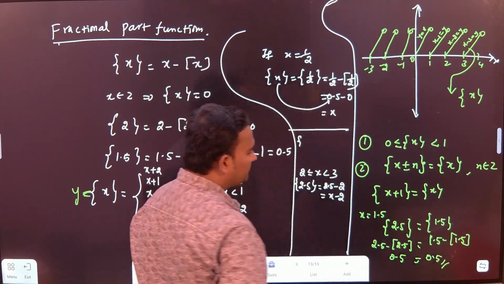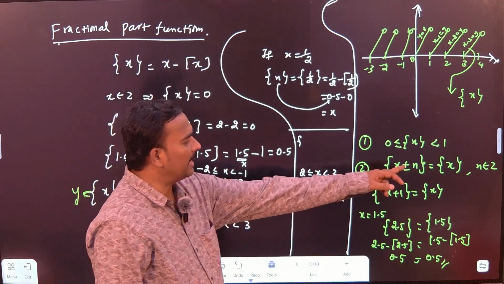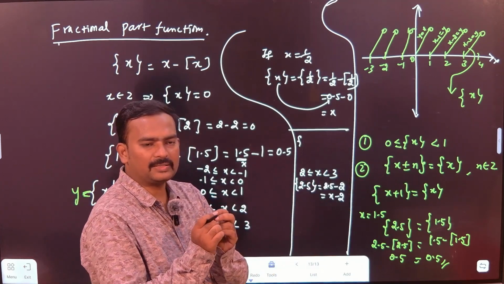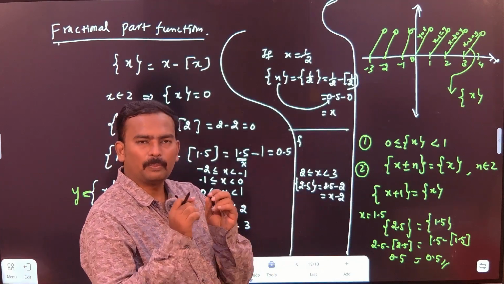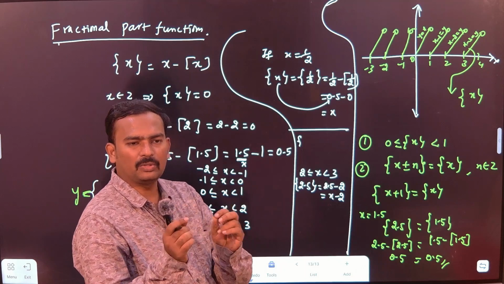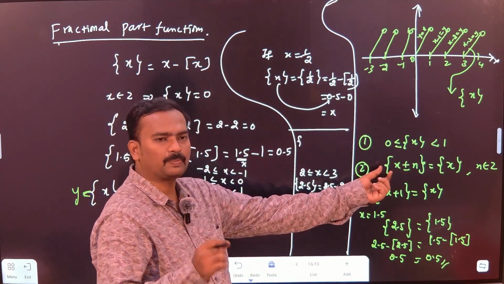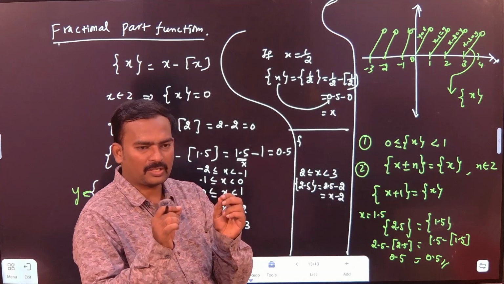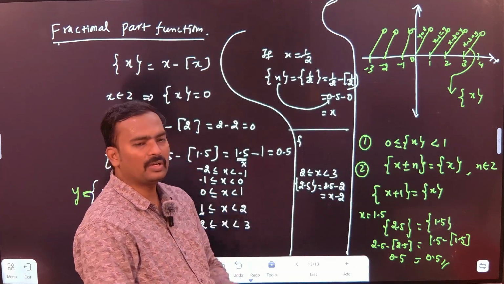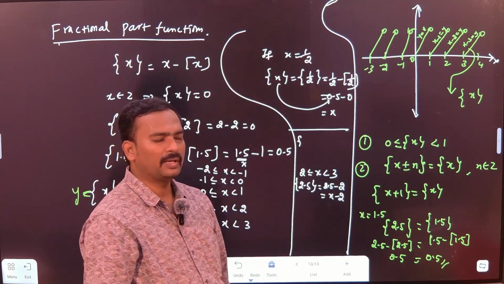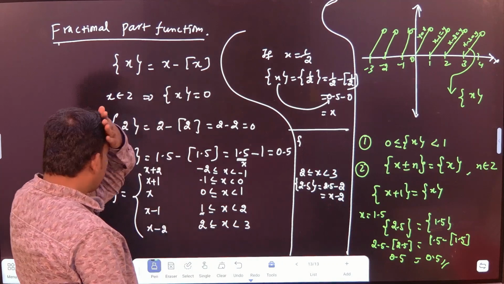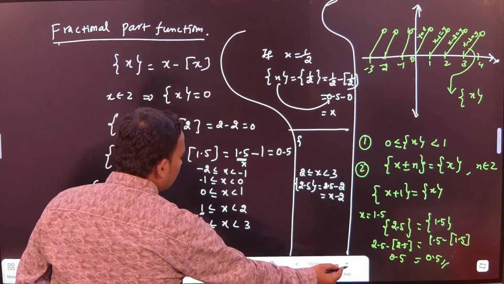It's satisfied. If n belongs to integers, the fractional part of x plus or minus n is equal to the fractional part of x, right? You can write the fractional part of x plus or minus n is equal to the fractional part of x only when n belongs to integers, right? Okay, this next thing, what is that?